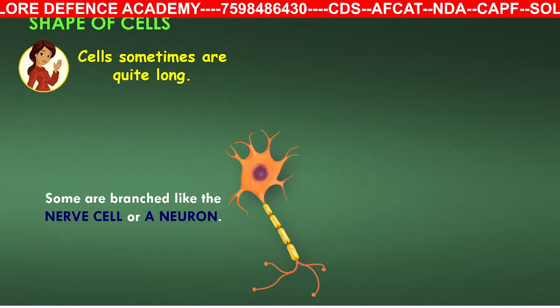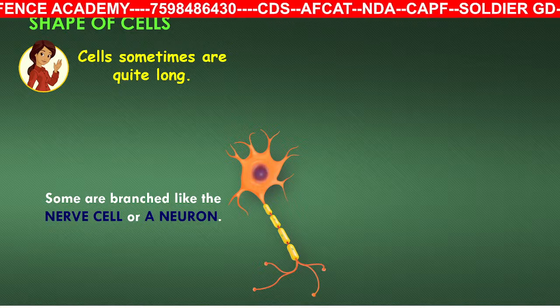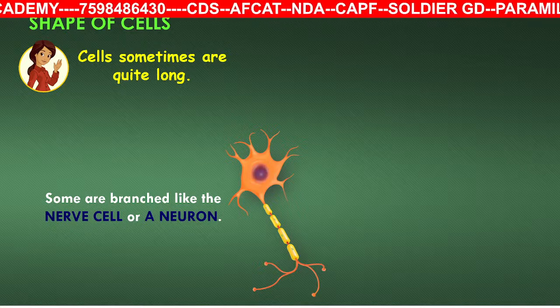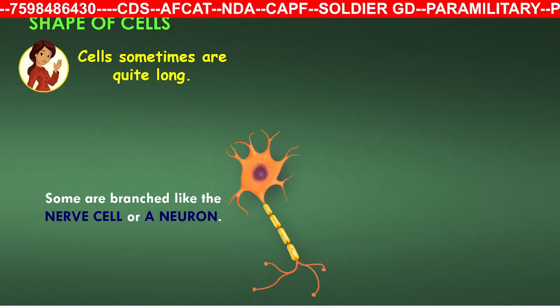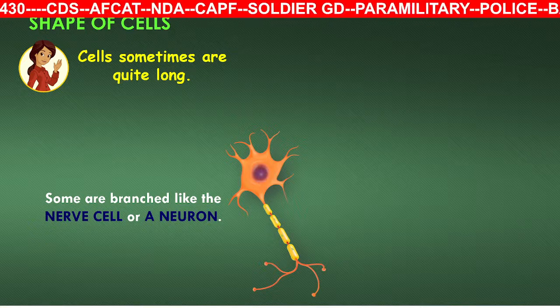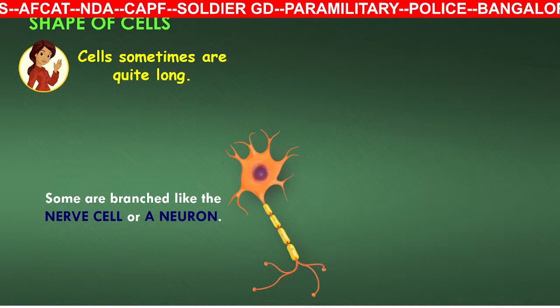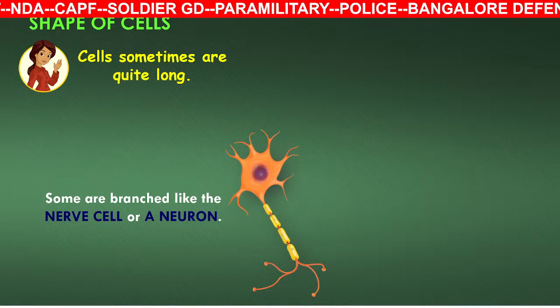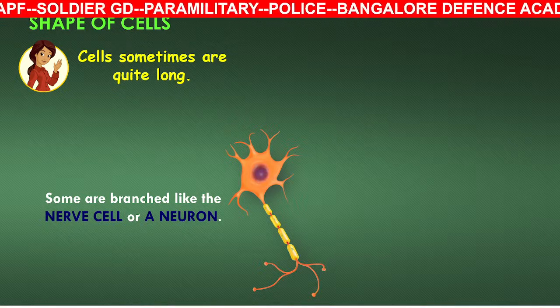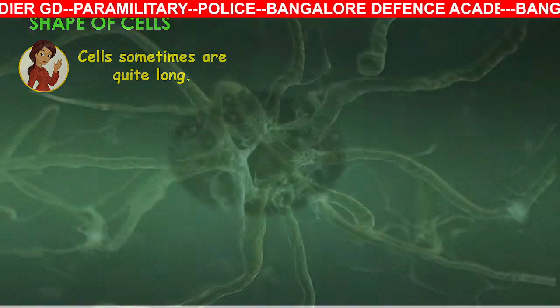So this is neuron. Now in exam they will ask you one more question. Which is the lengthiest cell in the human body? What is the answer? Which is the lengthiest cell in human body? Neuron. Which is the lengthiest bone in human body? Femur. It is in the thigh.